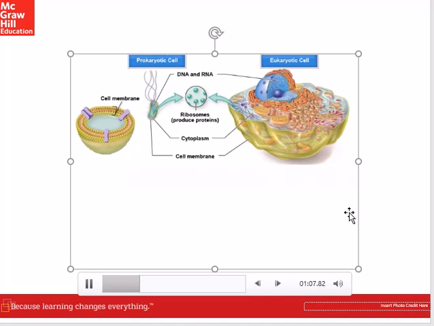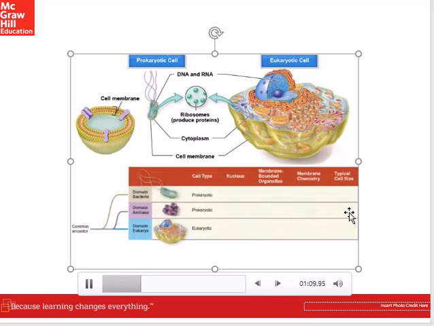Prokaryotic and eukaryotic cells also have unique features. Most notably, eukaryotic cells have a nucleus and membrane-bounded organelles. A membrane-bounded organelle has a membrane similar to the one surrounding the cell. Prokaryotes lack organelles. On average, prokaryotic cells are also about 10 times smaller than eukaryotic cells.